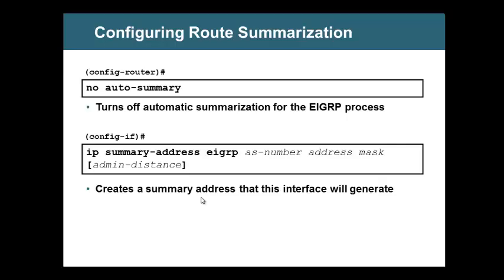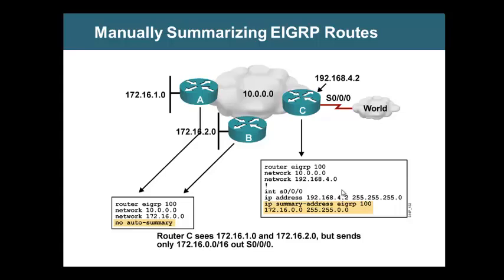Now this is the command to disable summarization, turn off auto summarization, and this is the command that I used under the interface, manual summarization. Right? We did this. We did this both, saying no auto summary globally, and then going under the interface and saying summarize like this.